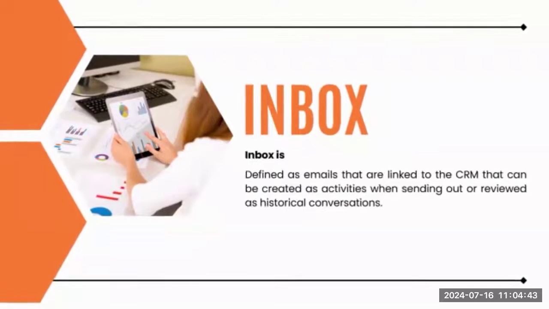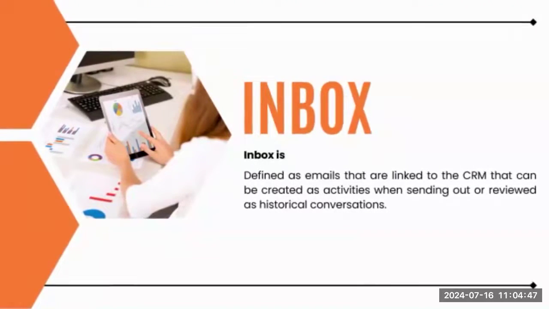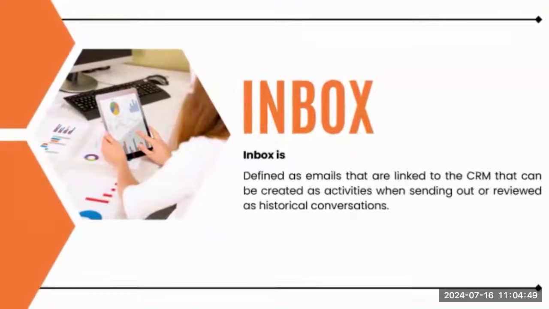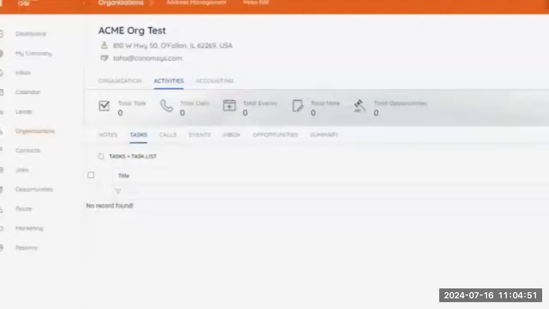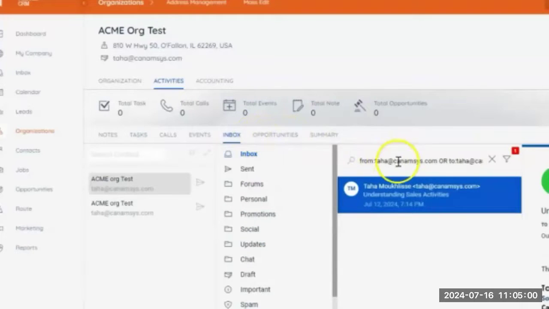Inbox. This section deals with emails linked to the CRM. It encompasses both outgoing messages when sending out and historical interactions when reviewed. Before checking the Inbox tab under Activities, make sure that your email is already configured in Proven CRM. Click Inbox. Here, you will see all communications sent or received from the email address associated with the organization you selected. You can adjust the filters to change the search criteria.